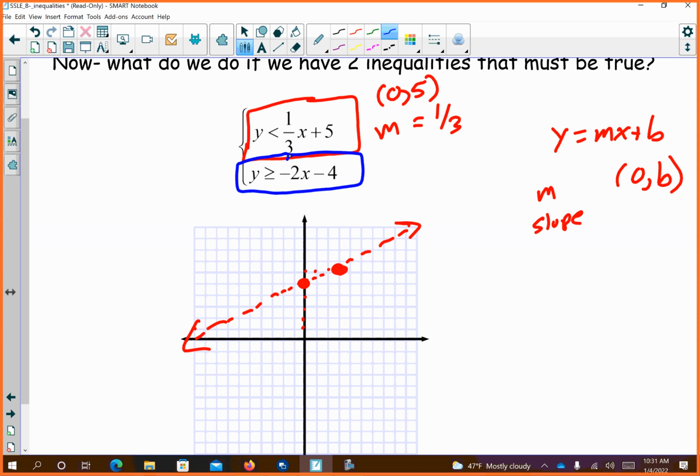What's the y-intercept of this one? Negative 4. Yeah, so (0, -4). What's my slope? Negative 2. We'll make it negative 2 over 1. All right, so (0, -4) down here. If my slope is negative 2 over 1, what am I going to do from that point to get a second point? Yeah, down 2, right 1. Good. Solid or dotted? Solid, because we have the little equal sign underneath.